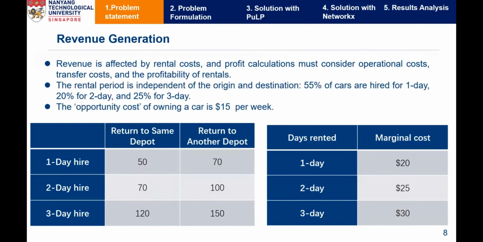Revenue is affected by rental cost. The profit calculations must consider the operation cost, transfer cost, and the profit of rentals. The rental period is independent of the origin and destination. 55% of cars are hired for 1 day, 20% for 2 days, and 25% for 3 days. The opportunity cost per week is $15.